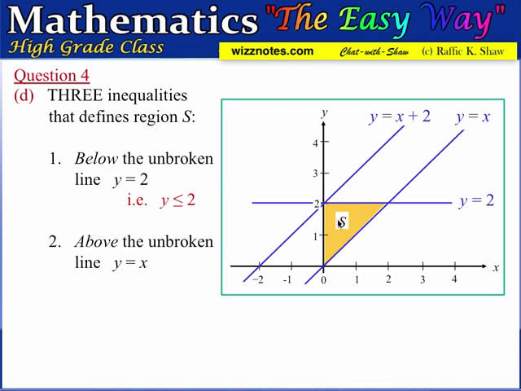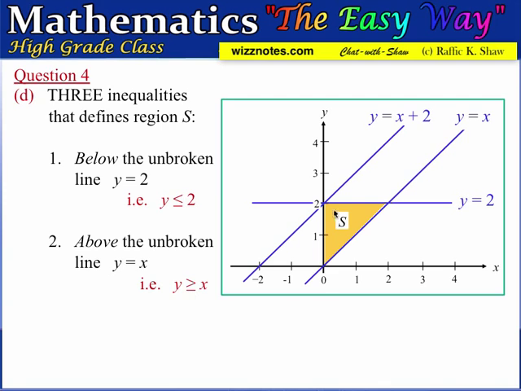And so in the region above the line, y values will be greater than x, and on this line y values will be equal to x. And so the shaded region, including this line y equals x, will be represented by the inequality y greater than or equal to x.